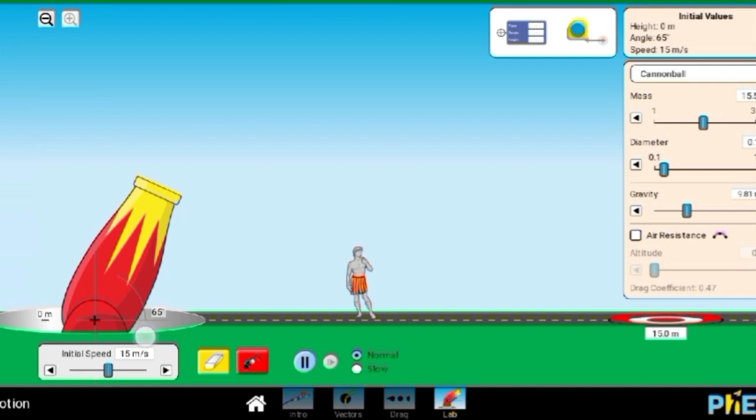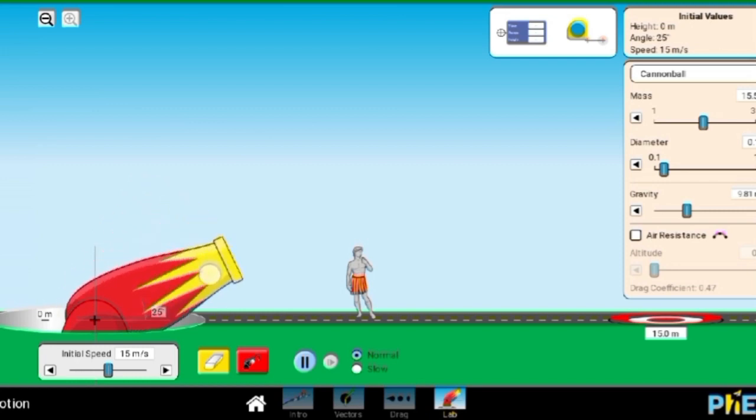Next, set the initial speed to 15 meter per second. Set the angle to 25 degrees. As you can see, there is a normal and a slow option. I will choose normal fire because you can see how the cannon is fired. And then you will press the red box, which is the fire. Yes, that is how the cannonball is fired.